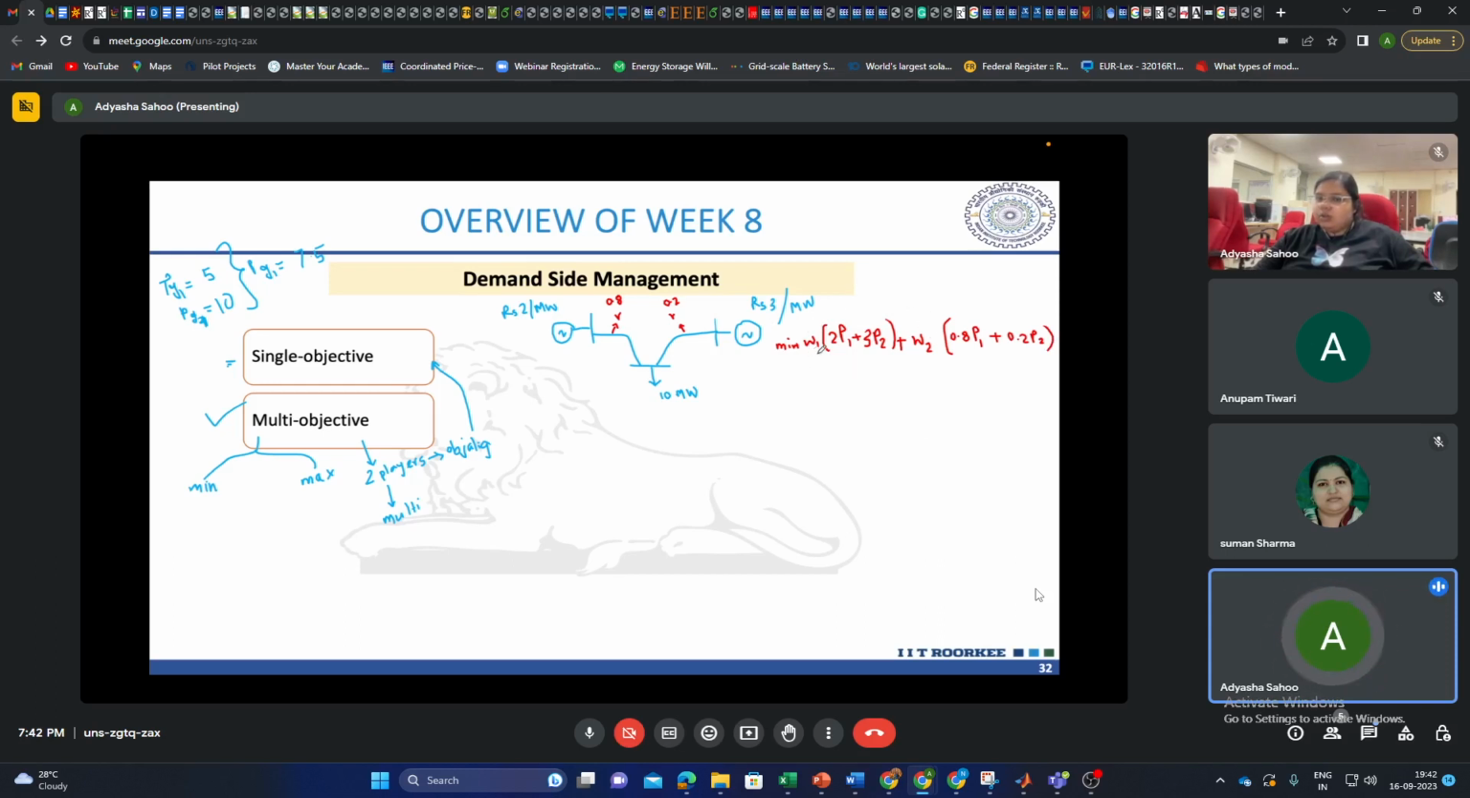Basically, if you set W1 greater than W2, that means you are focusing more on cost minimization. If W2 is greater than W1, then you are focusing on loss minimization. So let's say for W1 equal to 1 and W2 equal to 0. In this case, what will be P1 and P2? Basically, this is 0. That means you are only having cost minimization. So for cost minimization, what will be the result?